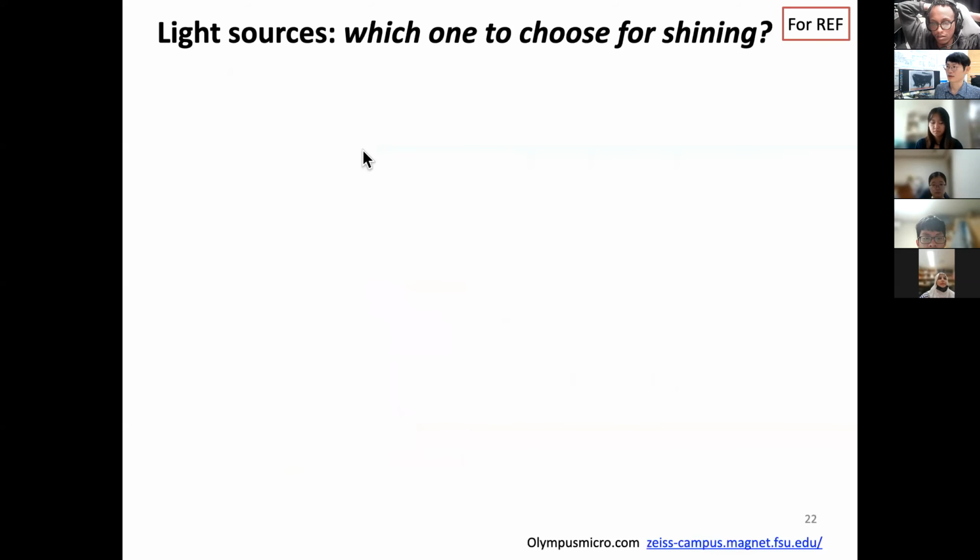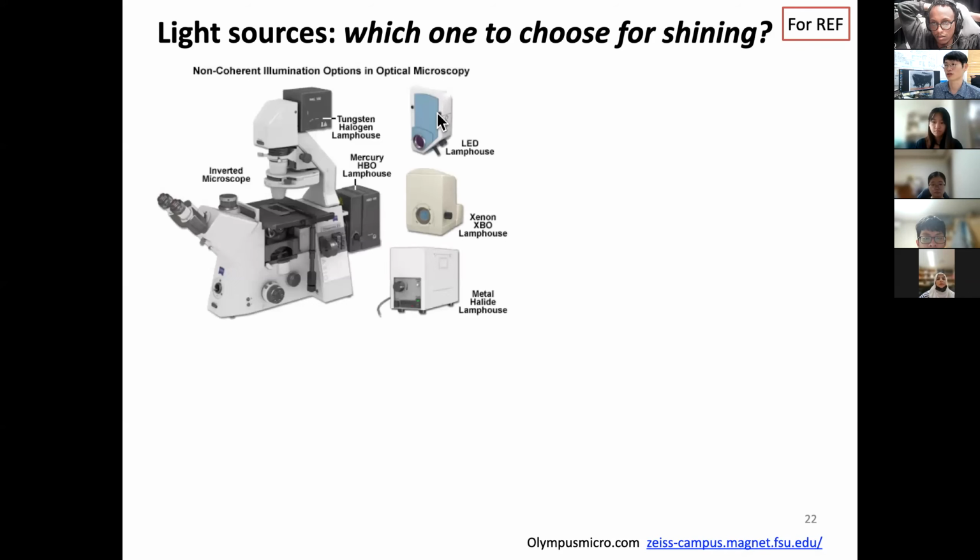All right, so as the last part of microscopy, I want to discuss briefly light sources, so you know which one you would like to choose for your shining. This is a commercial microscope. This is called an inverted microscope. What it means is the objective lens is looking upward. So that's inverted. The other way is an upright microscope.